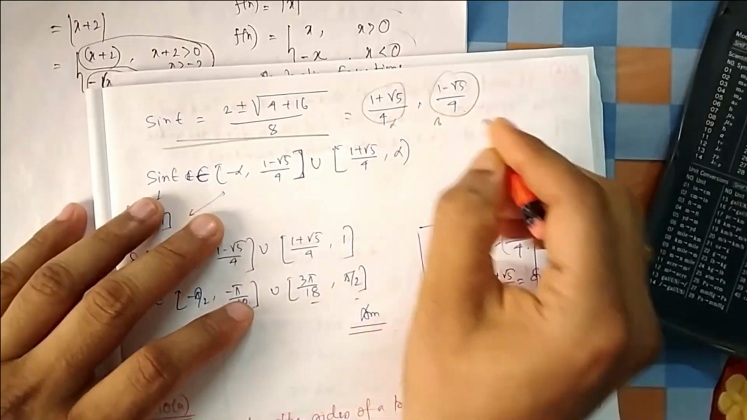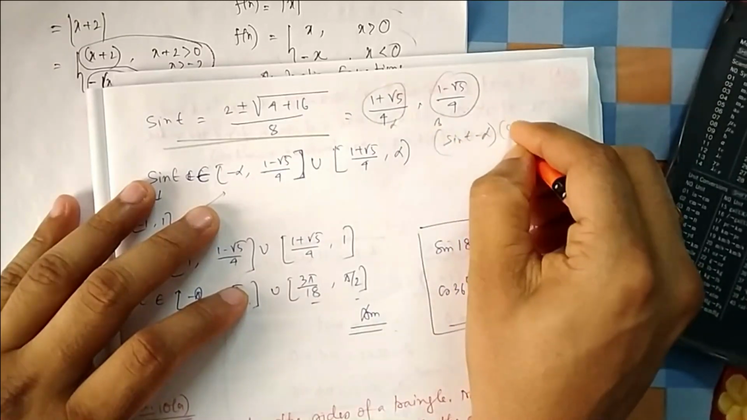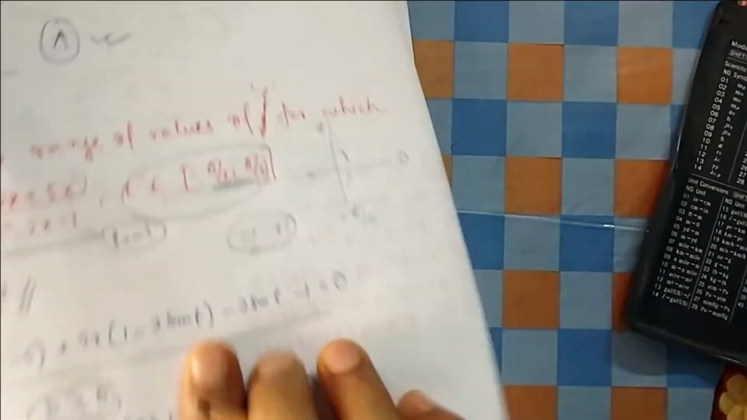Suppose this is alpha, this is beta. So now what will you write? You will write sin t minus alpha into sin t minus beta. This product, because they are roots, so you can write it, 1 minus this, 1 minus this, should be greater than 0.